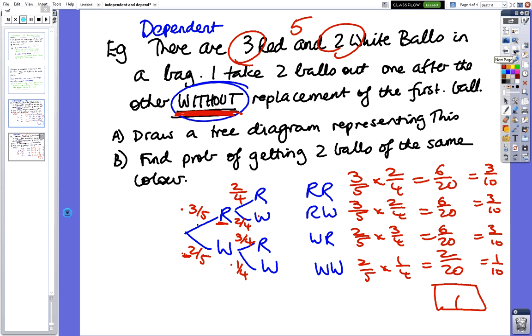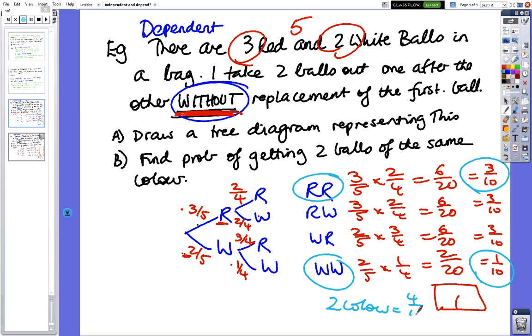So this time I've got 2 reds, 2 whites. So I've got to add that number and I've got to add that number. So the 2 colours the same would be 4 tenths, which is 2 fifths.